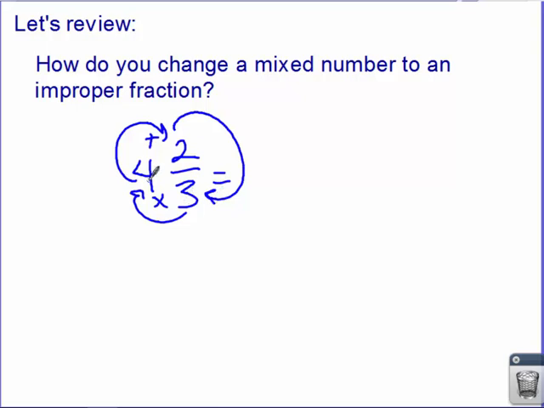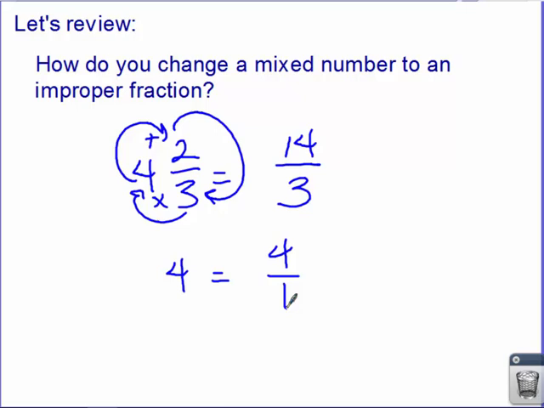So 3 times 4 is 12. Add the 2, 13, 14. We write the 14 down and we put it back over the 3. Okay? So along with this, how would I change a whole number into a fraction? So if I had 4, what's that going to be as a fraction? All you have to do is put it over 1. So 4 over 1 is how we change a whole number into a fraction.